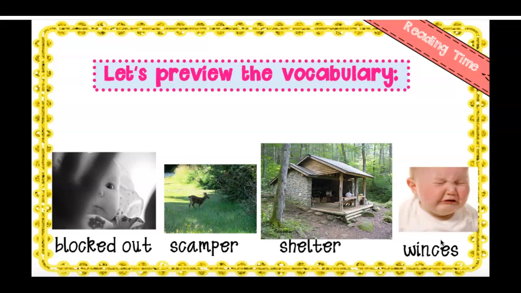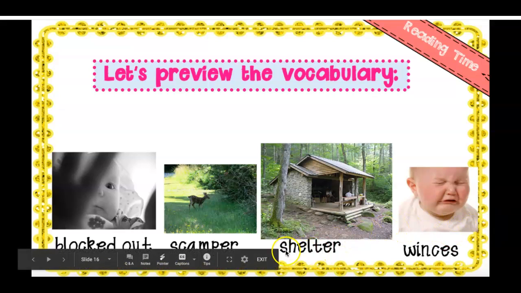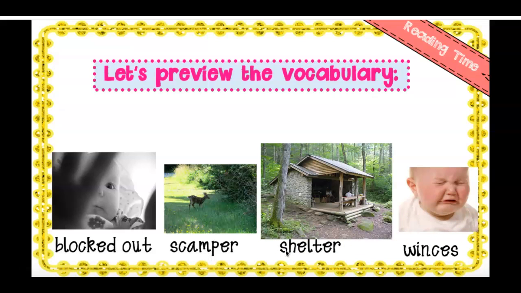The next word with this deer is scamper. And to scamper means to run or move quickly. We know this word, shelter. A shelter is a place that covers or protects people and animals. We know that we all need food, water, shelter, and space to live.